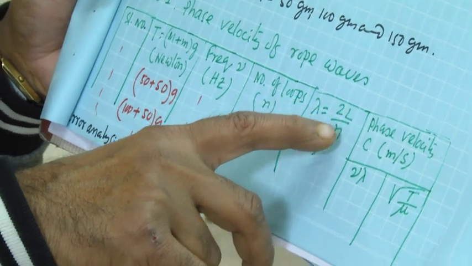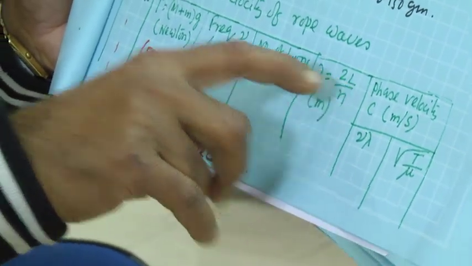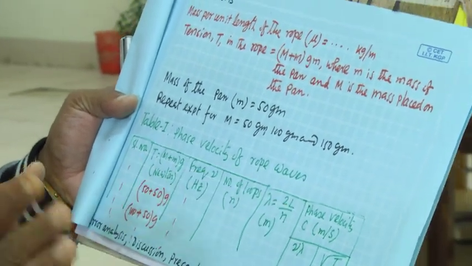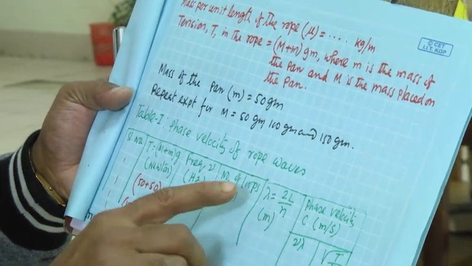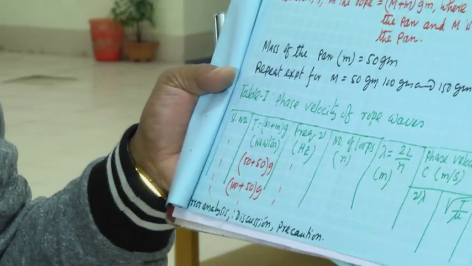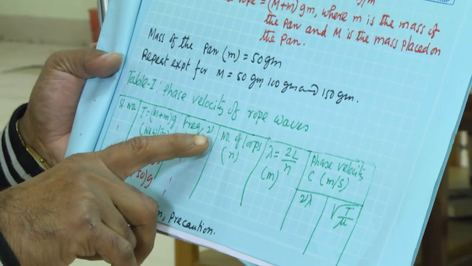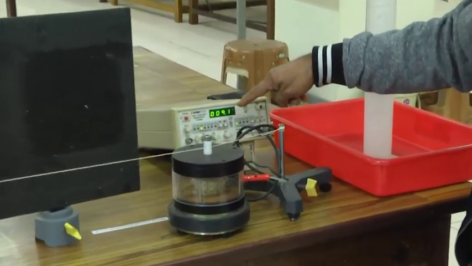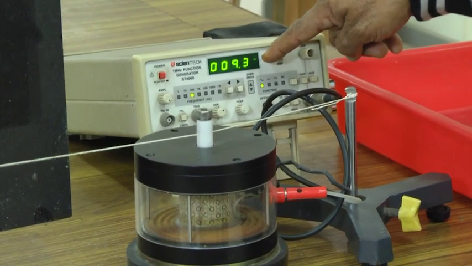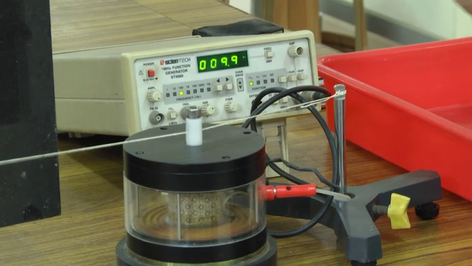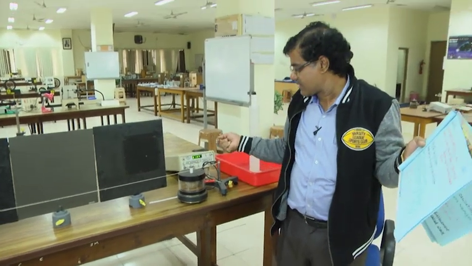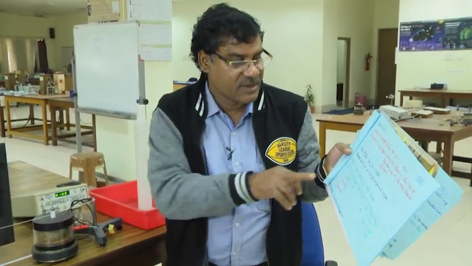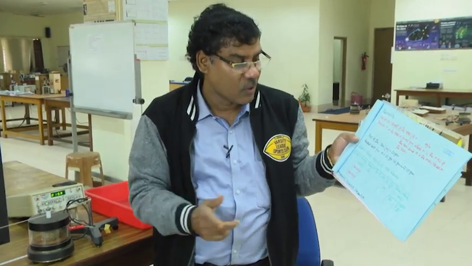So lambda equal to 2L by n. For this case, L is known to you. I think we should write it on top, because this capital L is fixed all the time for this experiment. Now n is the number of loops, which for this case is 1, and the frequency at which I got it, I have to note down. It's varying from 8.7 to 8.9, so I will take it as 8.9. So for each case, you take three readings, and then take the average of these three frequencies for this standing wave, for this fundamental mode. This you have to note down.